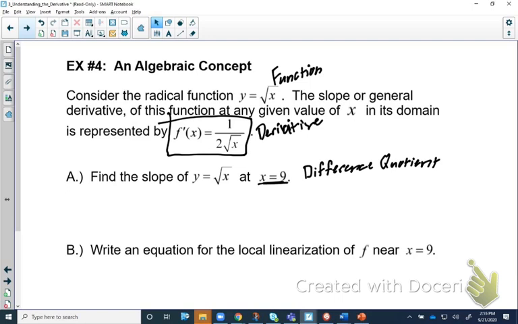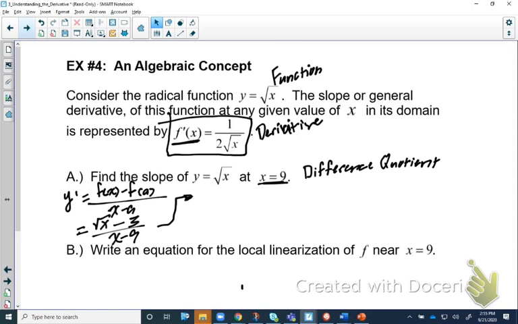Okay, they gave it to me as y, so I'm going to write it as y prime. I'm going to say that this is going to be f of x minus f of a, divided by x minus a. That's the alternate form of the limit definition of the derivative. So here we have the square root of x minus f of 9. If you plug the 9 into the function, that's going to give you a 3, over x minus 9 for x minus a.